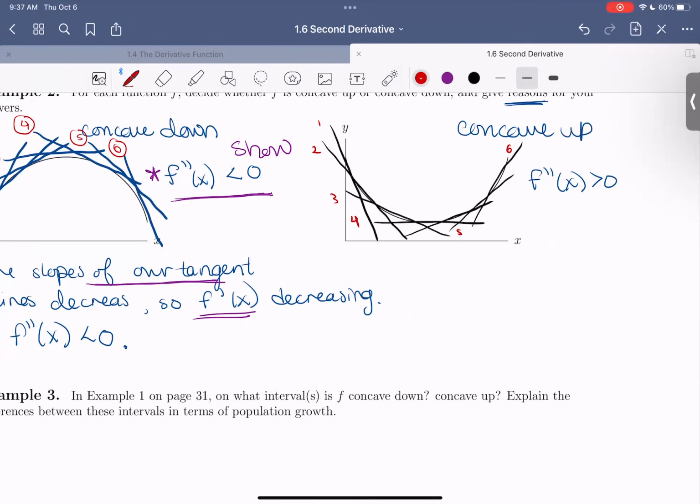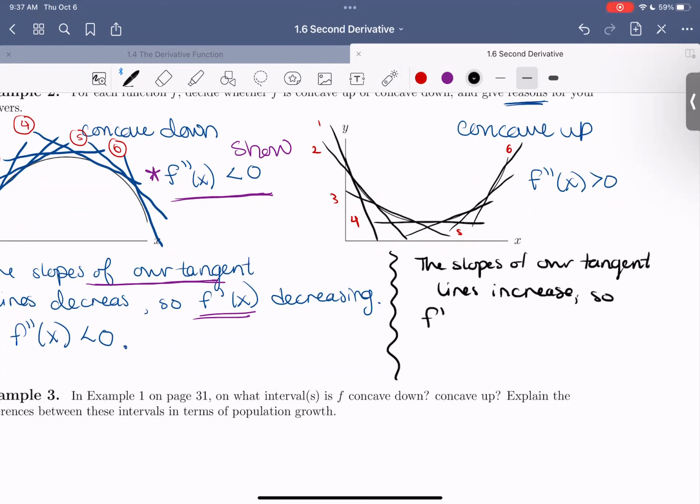Our tangent line starts out pretty steep and negative, then gets less negative. The slope gets less negative until we hit 0. Then our slopes start to increase in the positive direction. So then we can summarize here. The slopes of our tangent lines increase. Again, it starts out very negative, gets a little less negative, hits 0, then gets positive and even more positive.